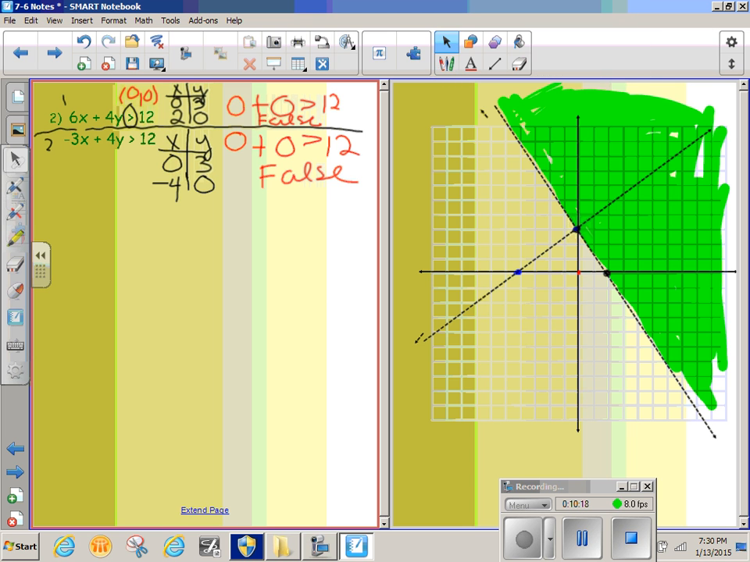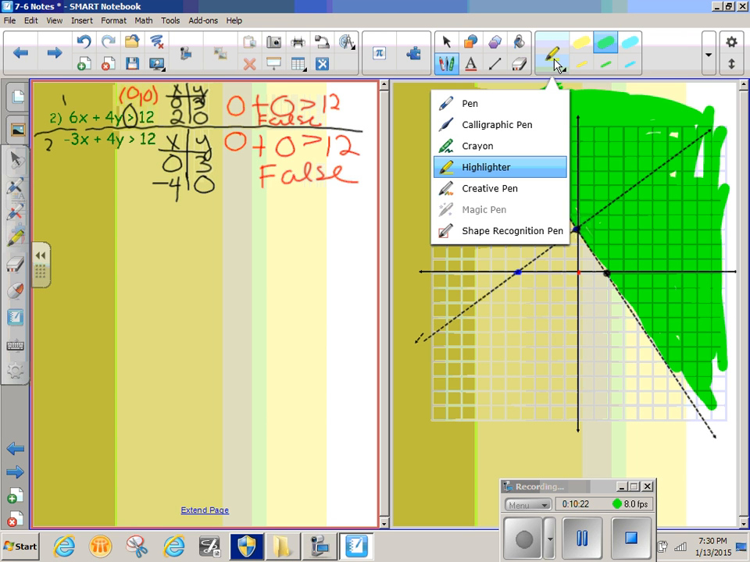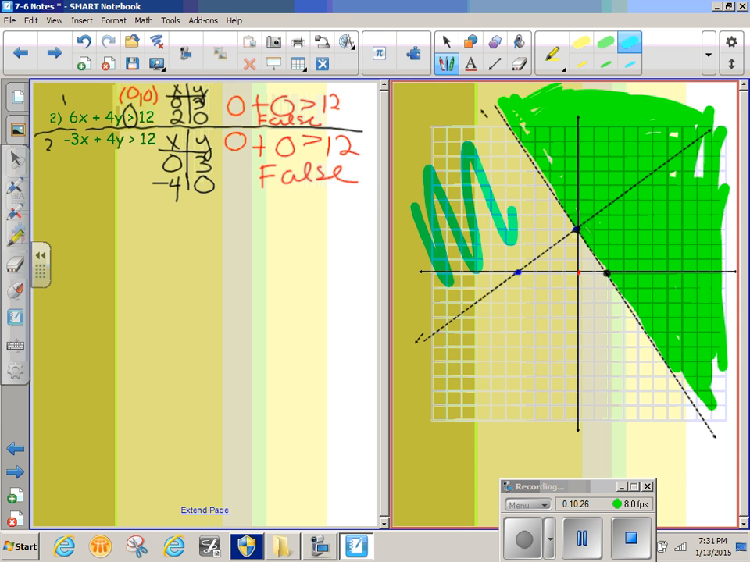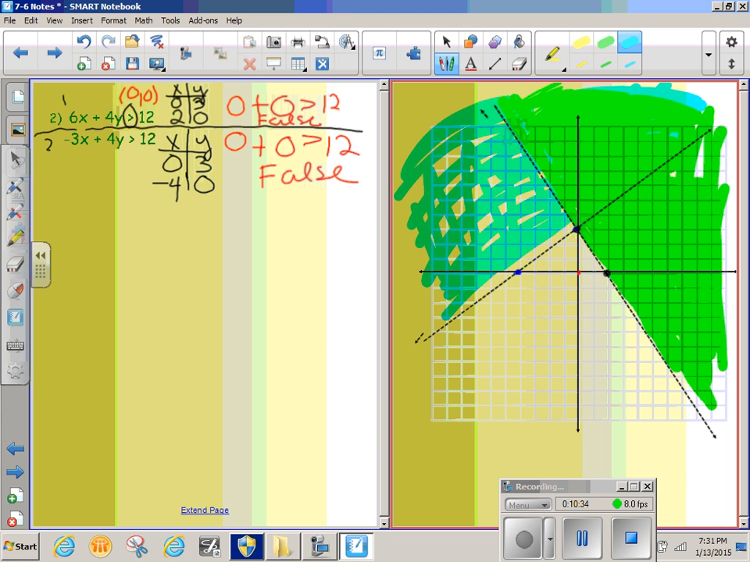We want to shade, let's do blue. At least maybe you can see that a little better. Not so much. But we're looking for the overlap of the green and the blue that kind of combine together. So I'm going to mark that for you a little better. We're talking about this area that is the overlap.